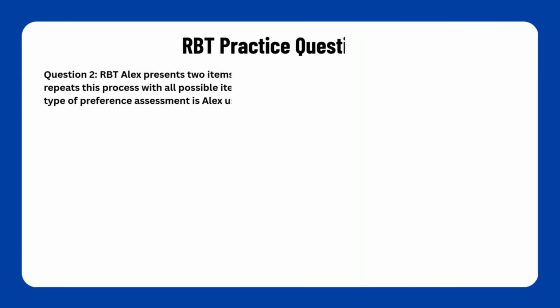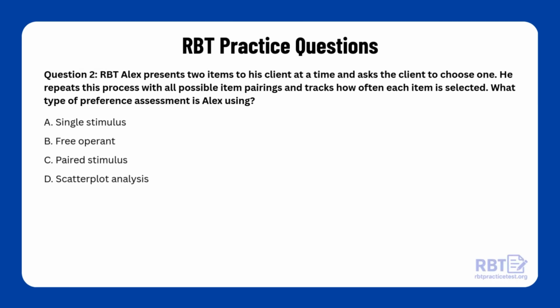Question number 2. RBT Alex presents 2 items to his client at a time and asks the client to choose one. He repeats this process with all possible item pairings and tracks how often each item is selected. What type of preference assessment is Alex using?